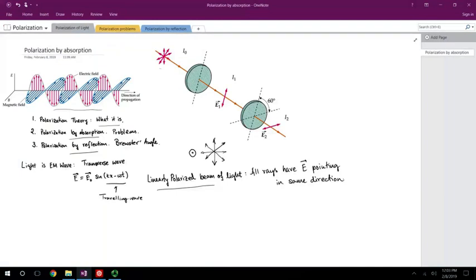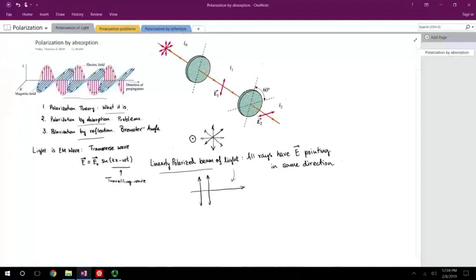So one example of that would be if I have this as my direction of propagation of light, and let's say all the electric fields are always fluctuating like that. So different rays have electric fields that are fluctuating, but every time we measure the electric field, we will always find that electric field to be in the same direction. So that would be an example of linearly polarized light.